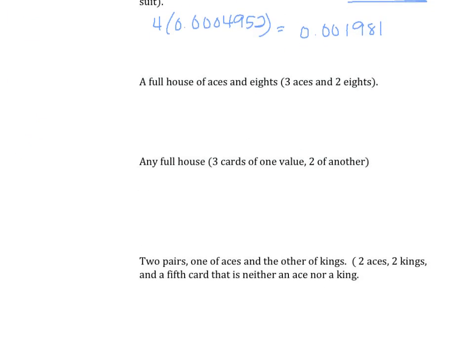Let's figure out the probability of a full house of aces and eights. 3 aces and 2 eights is what that means.